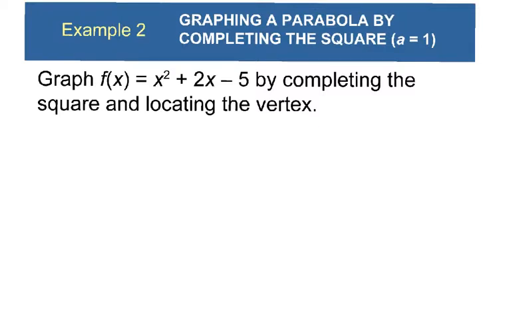Alright, in example 2, we're going to be graphing this function right here. But before we do that, we're going to do something called completing the square of this function. Whenever we complete the square, it puts it in vertex form. And if you remember, vertex form looks like this. We have a(x - h)^2 + k. That right there is vertex form.